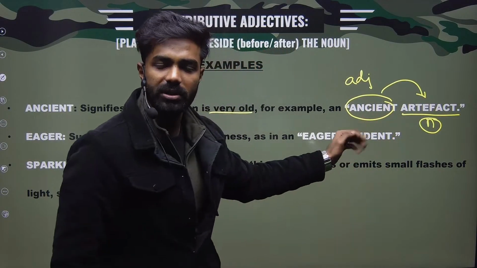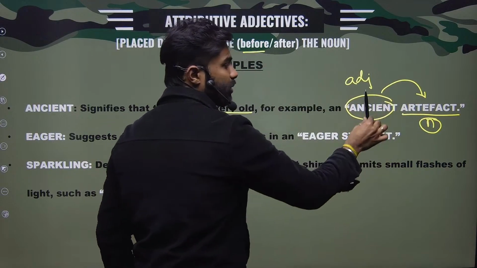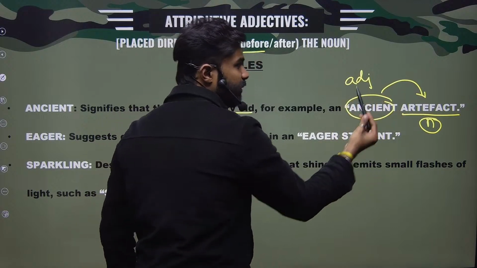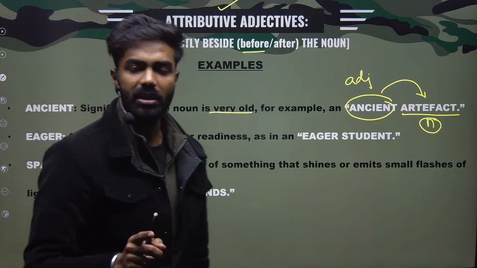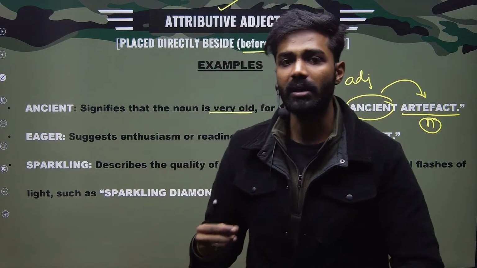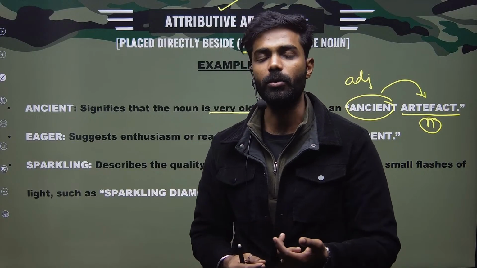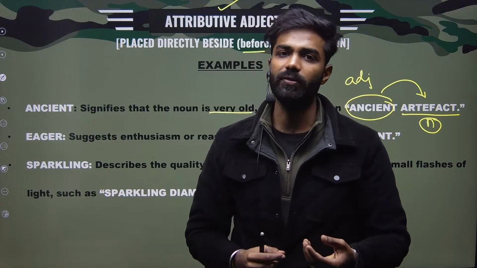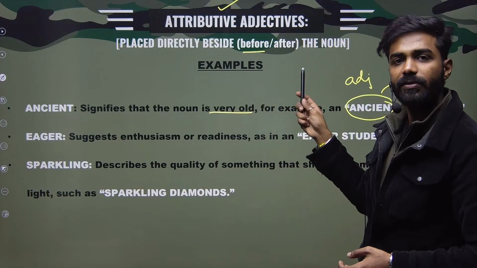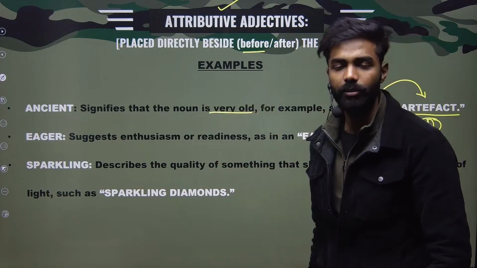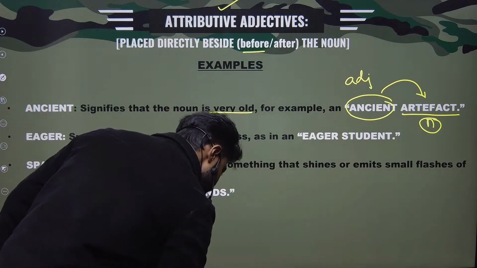And also look at the position here. It is placed before the noun. See? So when an adjective is placed before the noun, I call it an attributive adjective. That's it. What do you mean by descriptive adjectives? Descriptive adjectives give you the kind or quality of the noun. If you are going to talk about the kind or quality of a noun, we call it a descriptive adjective. And when an adjective is placed before or after a noun, then I call it an attributive adjective. That's it. Clear? Yes, sir. Clear. Good. All right.